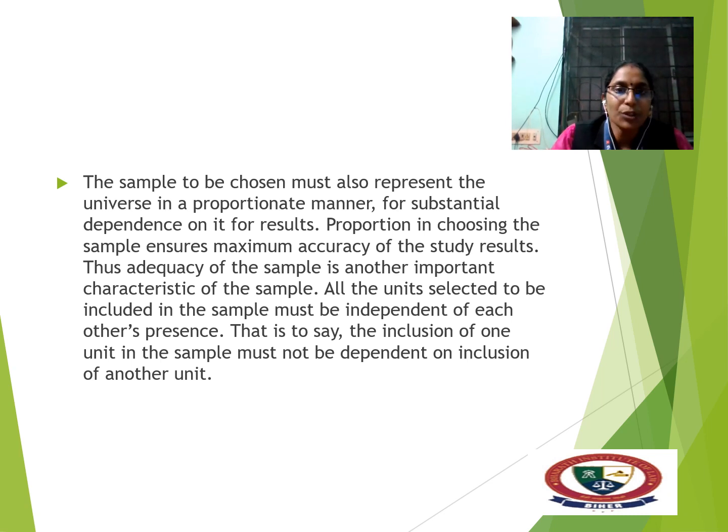The sample to be chosen must also represent the universe in a proportionate manner for substantial dependence on its results. Proportion in choosing the sample ensures maximum accuracy of the study results. Thus, the adequacy of the sample is another important characteristic of the sample. All the units selected to be included in the sample must be independent of each other's presence. That is to say, the inclusion of one unit in the sample must not be dependent on the inclusion of another unit.